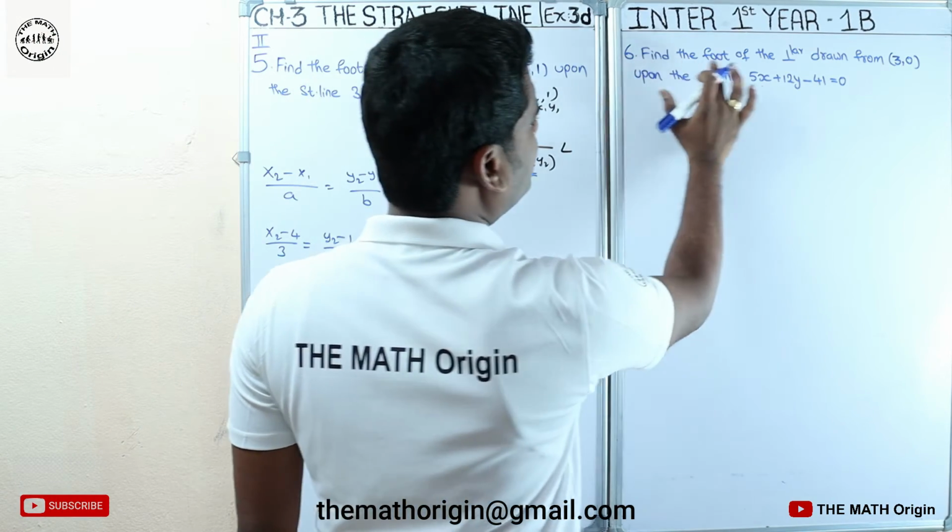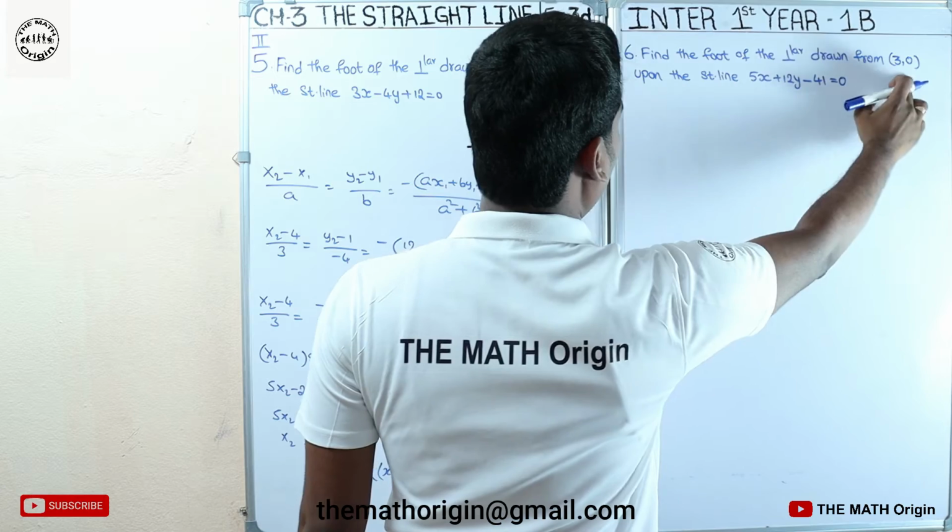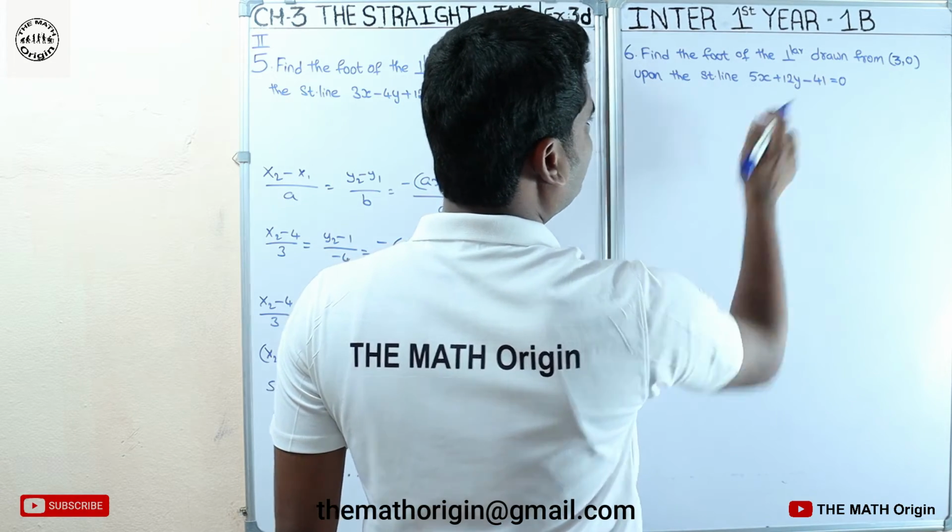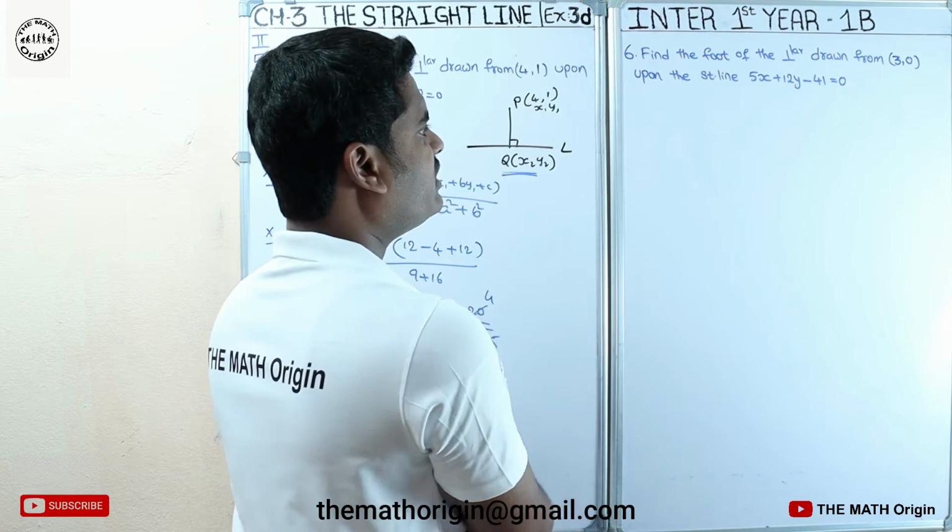Now sixth question. Find the foot of the perpendicular drawn from the point upon the straight line 5x plus 12y minus 41.